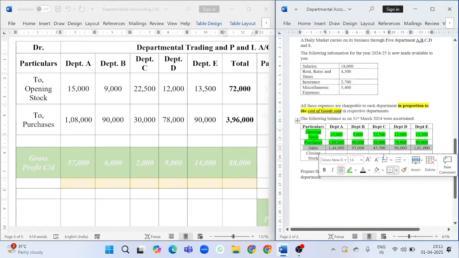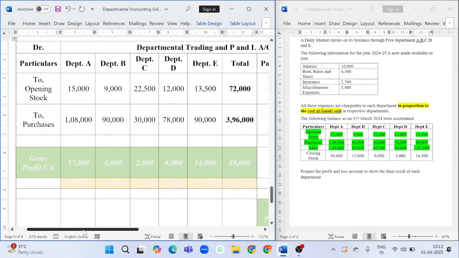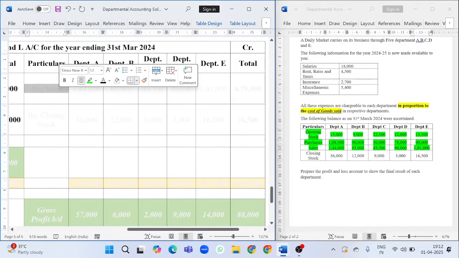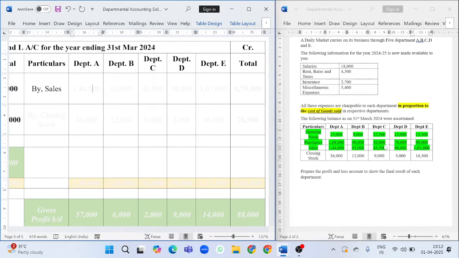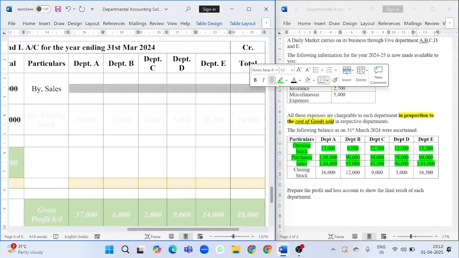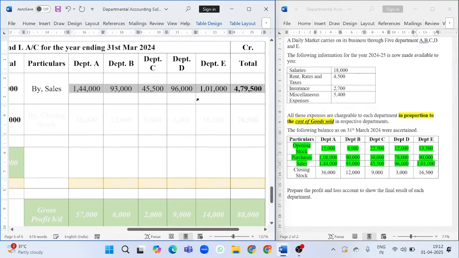Next, what is there in the question? We are having sales. So sales will be shown on which side? Sales will be shown on the credit side. Now check the question. What is the value for each department? For department A it is 1,44,000, department B 93,000, department C it is 45,500, department D it is 96,000 and department E it is 1,01,000. When I do the total, I will get 4,79,500 rupees as total sales.